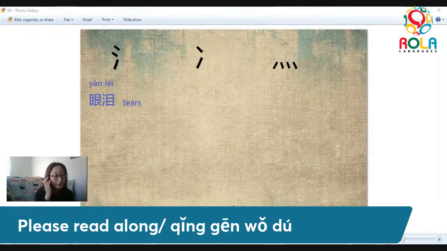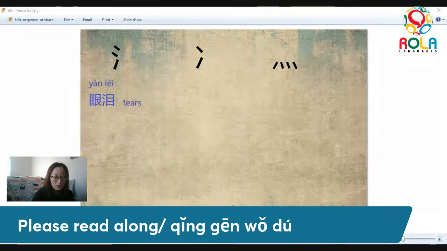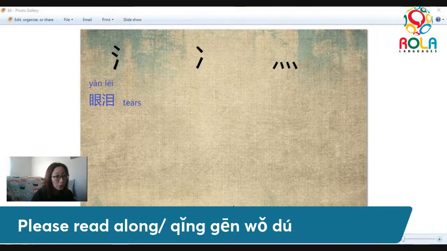So 眼 means eyes, and 泪 is water. It's a character that you have your 三点水, which means that's something to do with water. And then next to 三点水, you have 目, which is the old version one of 眼. So basically, 泪 is water plus eye. So it's the water from your eye when you cry. So tears. So 眼泪 means tears.